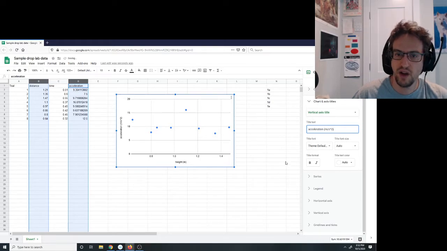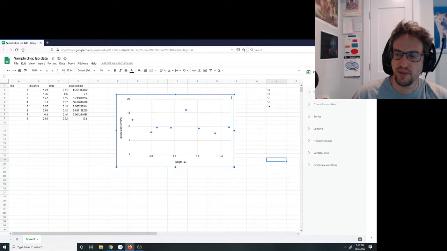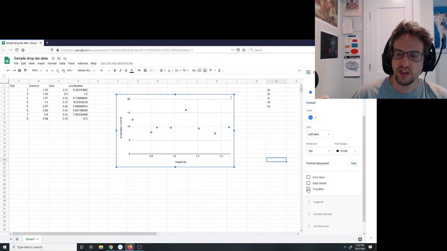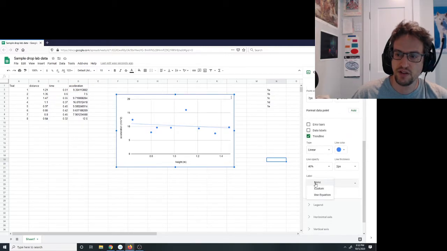Okay, all right, so you got that. Oops, I lost it. Customize. Here's what you need to add to this. You're going to want to go to series. Scroll down. Check trend line. Make sure it says linear there. If it doesn't say linear, we've got a problem. Under labels, choose use equation.